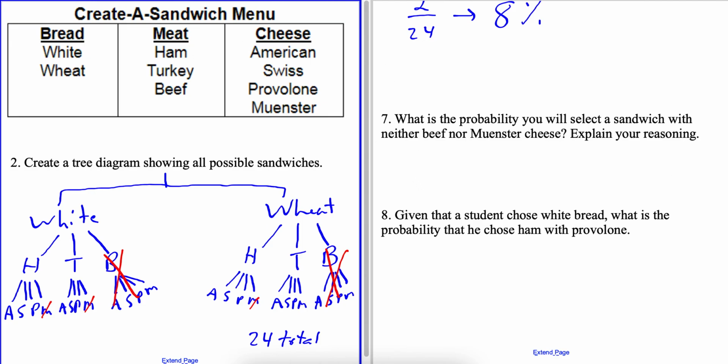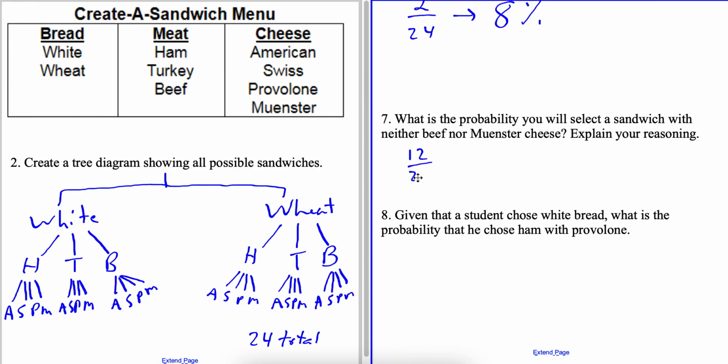Now I'm going to erase my red marks so I can do the next problem. But remember, we have 12 out of 24. And that number looks familiar, so that was 50% from earlier.